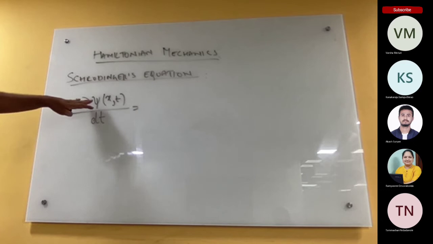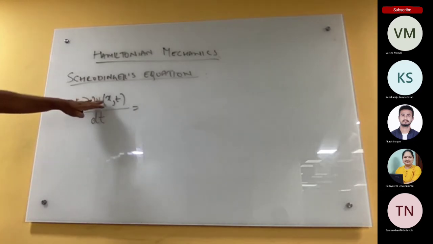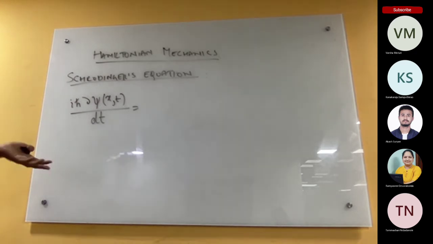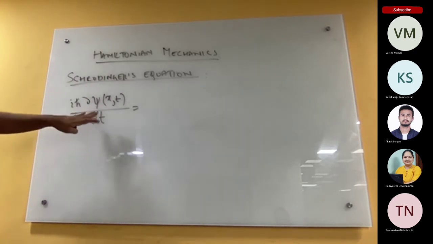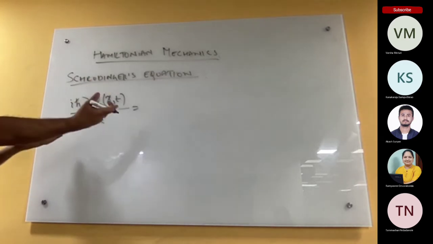So this is what it is. If psi is a function of the position of an electron with respect to time, then you need to understand how it changes. Right? So that is what the dynamical equation is. It explains how an electron moves through time.